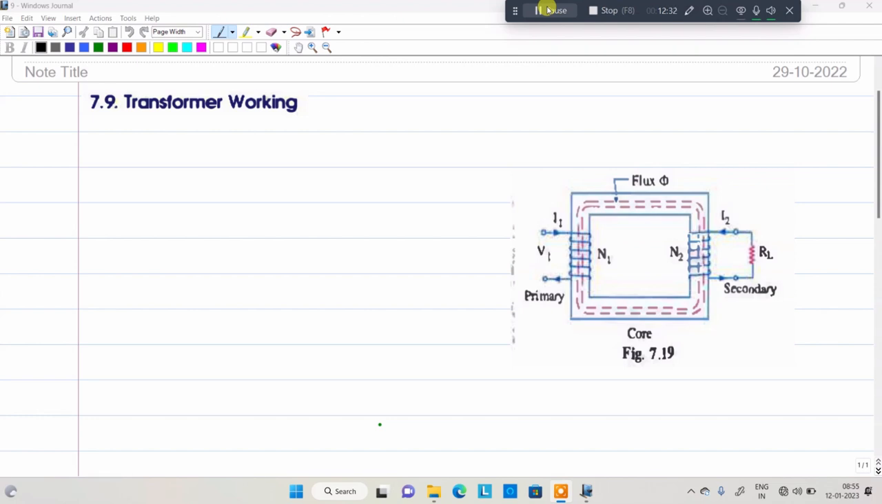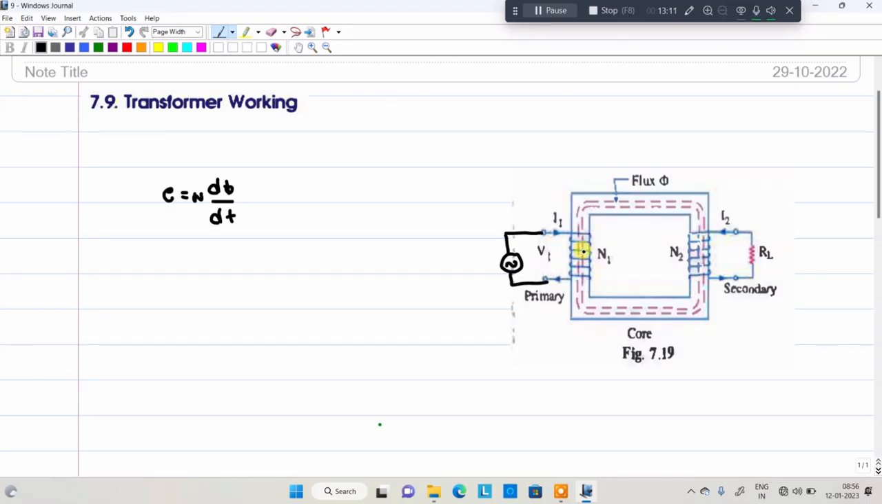Here the transformer's primary is connected to an AC supply. Whenever the primary is connected to the AC supply, current flows through the conductor. Whenever current flows through the conductor, an induced EMF is generated in the primary conductor, according to e = N dφ/dt. This induced EMF is responsible for the current flowing through the primary winding.